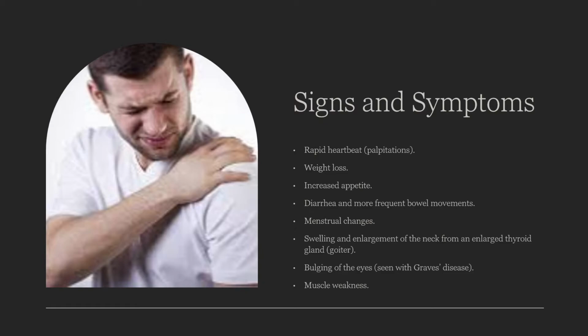At some instances, people are not able to sleep. They have sleep issues. They have swelling and enlargement of the neck from the enlarged thyroid gland, hair loss, and change in hair texture. So for some people, their hair might become very brittle. And in cases with people with Graves' disease, the bulging of the eyes or muscle weakness.